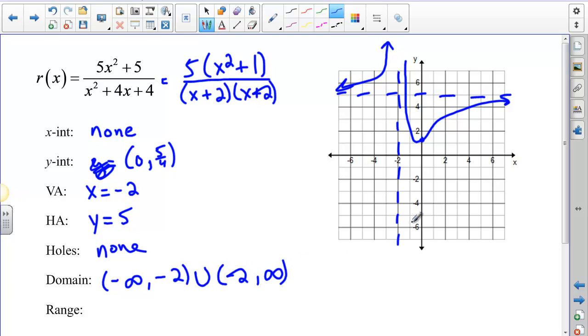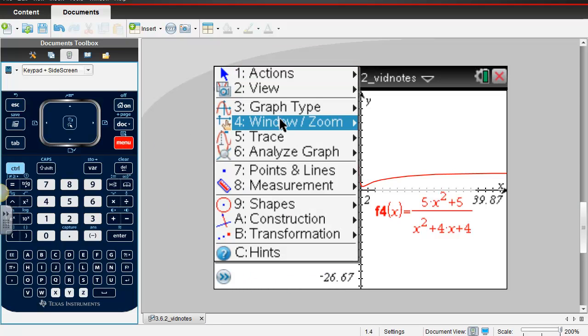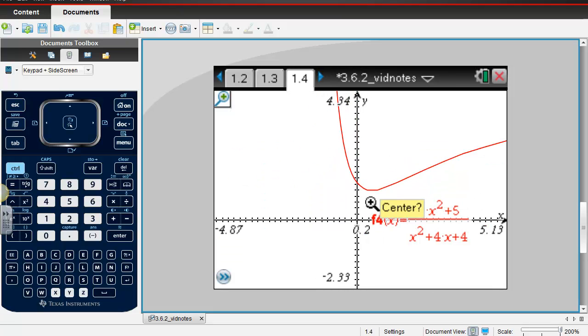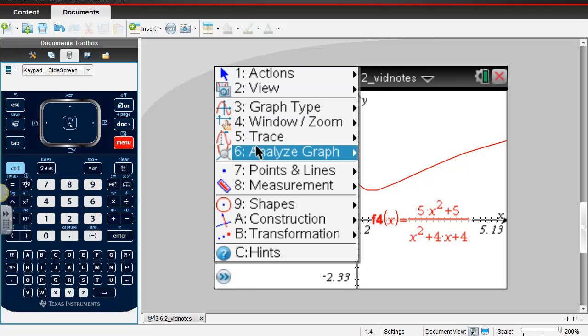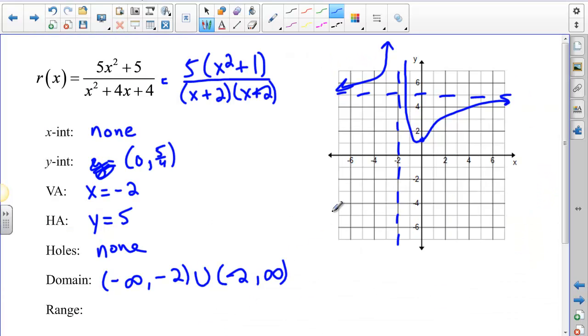The range, we would have to find that minimum value, whatever this is right here. And so I'm going to zoom back in, menu, zoom in. We're going to zoom into this point right here, and I want to find the minimum value. So analyze graph, minimum, and there you have it. 0.5 and 1 is our minimum value, which would be right there. So this is actually going to come down and then go back up. And so we're going to say that it goes from 1 to infinity as our range.